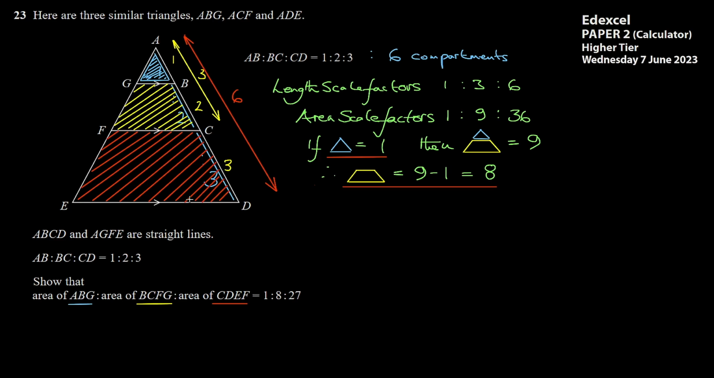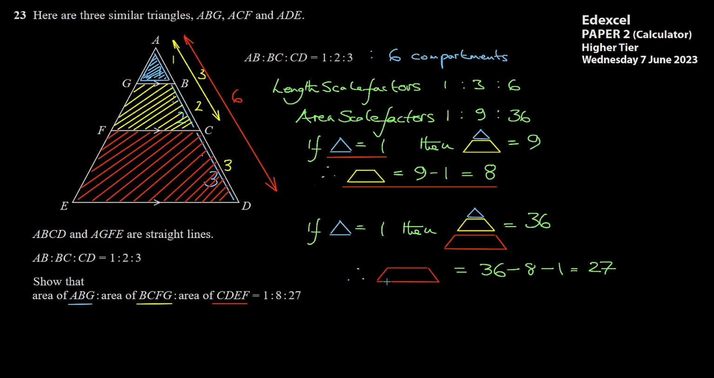So what about the large triangle? So again, using our area scale factors ratio, if the blue triangle equals 1, then the combined big triangle, which is blue plus yellow plus red, must equal 36. So using those facts, the red area on its own must be the whole thing, 36, minus the two other areas, which is 8 and 1, giving an answer of 27. And that's the third of our important results.